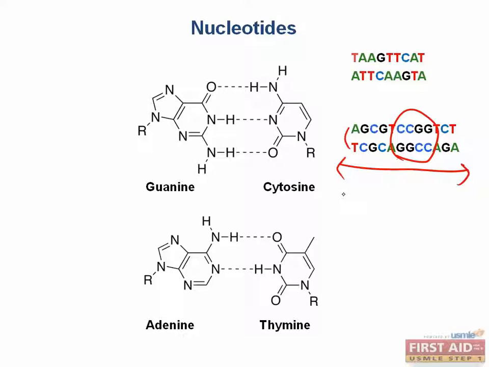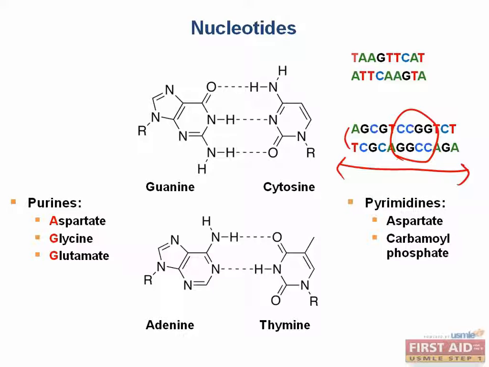You should also know what components are used to build nucleotides. I'll come back to this in the next slide when we go through nucleotide synthesis in more detail, but for now, know that they're made primarily from amino acids. Purines require aspartate, glycine, and glutamate, and pyrimidines require aspartate and carbamoyl phosphate. It's convenient that the first letters of the amino acids used to make purines are all A's and G's, since purines are guanine and adenine.